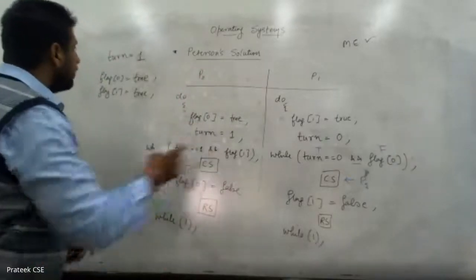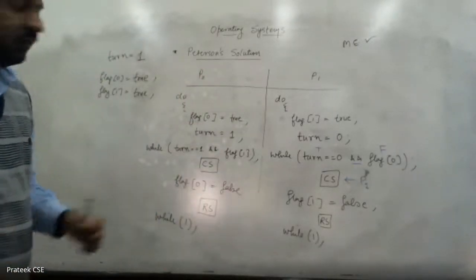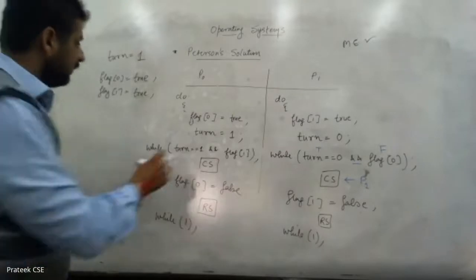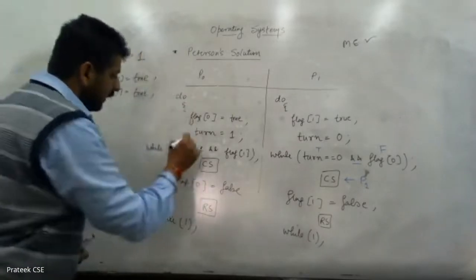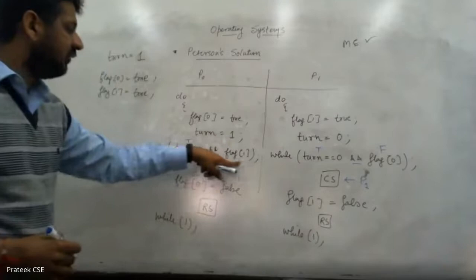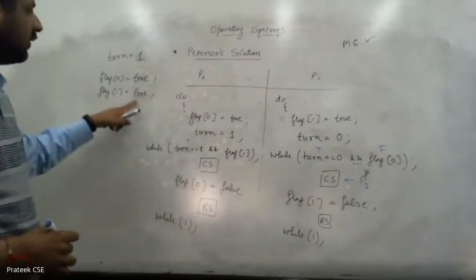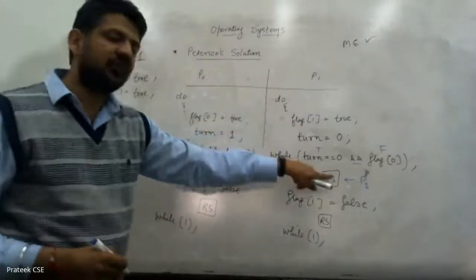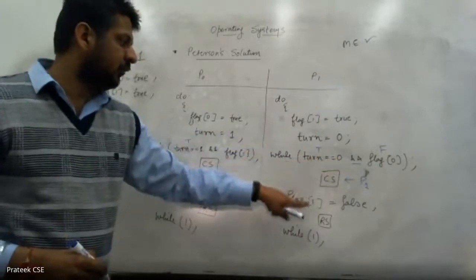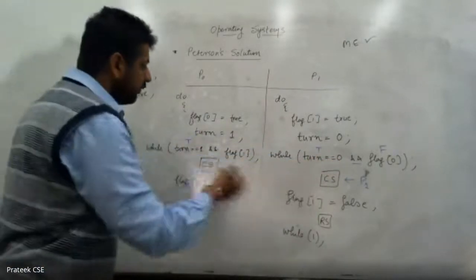Now this particular condition will be checked for the process P0. So while turn is equals to 1, is the value of turn 1? Yes, turn is equals to 1. And what is the value of flag of 1? Flag of 1 is also true, because P1 is still inside the critical section, it has not exited by setting flag of 1 to false.